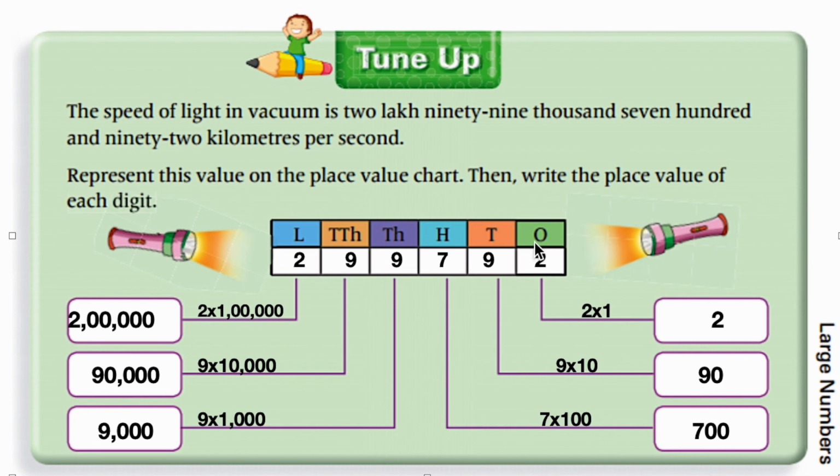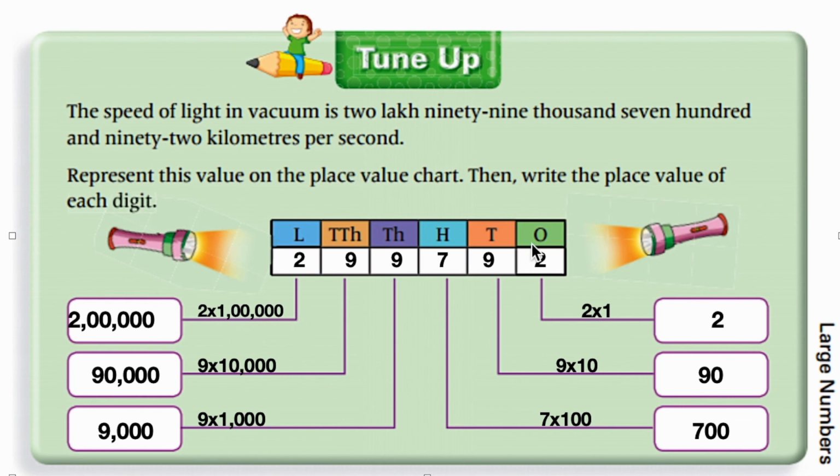We have the ones place, tens place, hundreds place, thousands place, 10,000s place and lakhs place. And the number is 2 lakh. So in lakhs place we have 2, then 99,000. So these two places show the thousands period. So 99. Then 792. So in hundreds place 7, then 92 kilometers per second.